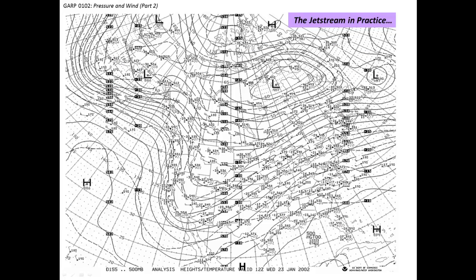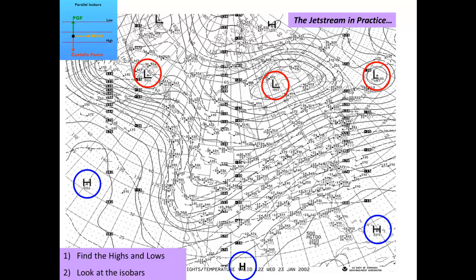So here's an example. Here's a weather map. Now it looks a little bit confusing, lots of lines and numbers and letters. But as with any complicated thing, you just pick it apart piece by piece. The first thing you want to look for is where are the high pressure areas, where are the lows, and then you look at the isobars. So first, let's find the highs and the lows on this map. There we go, I circled them for you.